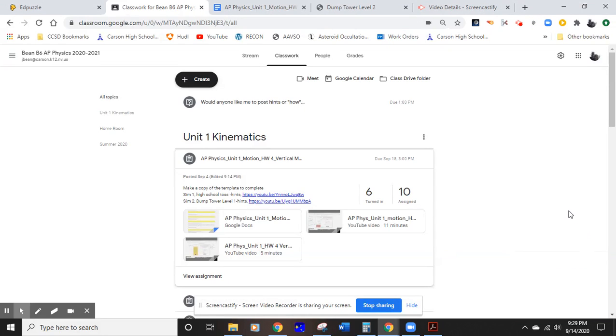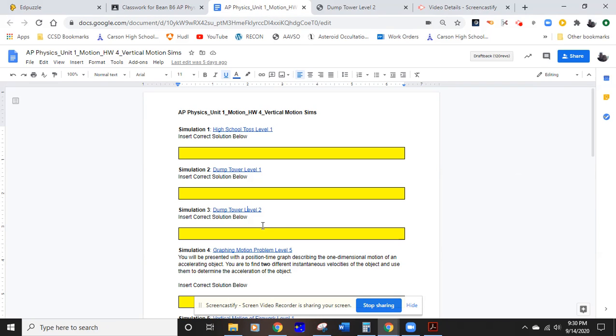All right, class, Bean here, and this is AP Physics, Unit 1 Motion, homework number 4, Vertical Motion. This one here, we're going to be looking at Dump Tower Level 2 hints.